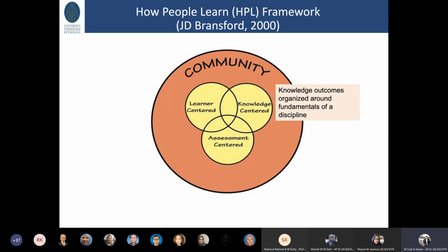Okay. So again, when we do online learning, we must also make sure that the knowledge that we want to impart to our students is organized around the fundamentals of a discipline, and it is built up from the previous knowledge that the students have. That is the knowledge-centered lens.